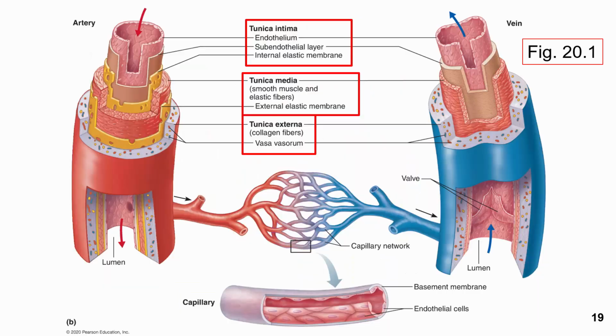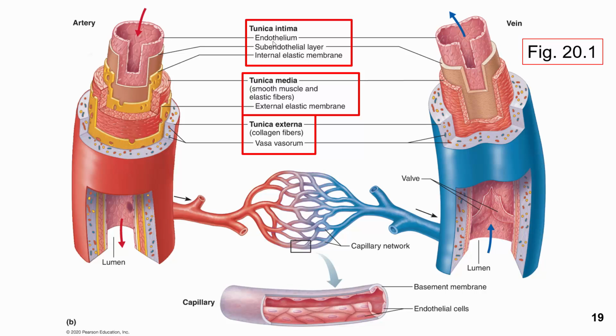So here in this illustration, on the left-hand side, we have an artery. On the right-hand side, we have a vein. And we see that these two different types of blood vessels do carry some unique structural characteristics. At the most inner layer is what we call the tunica intima, made up of an endothelium, subendothelial layer, as well as an internal elastic membrane. Here on the arterial side.